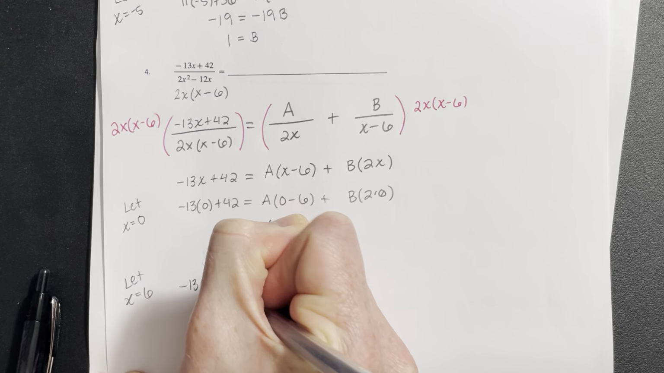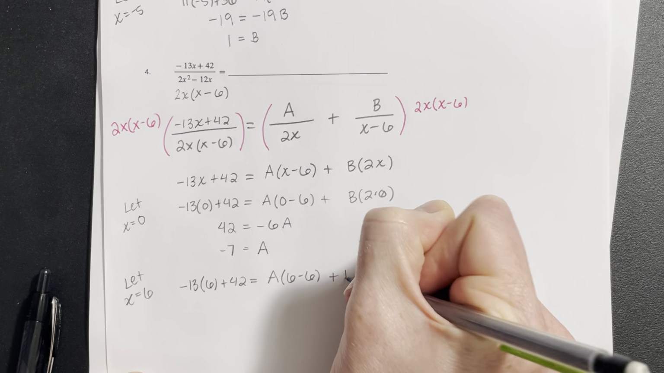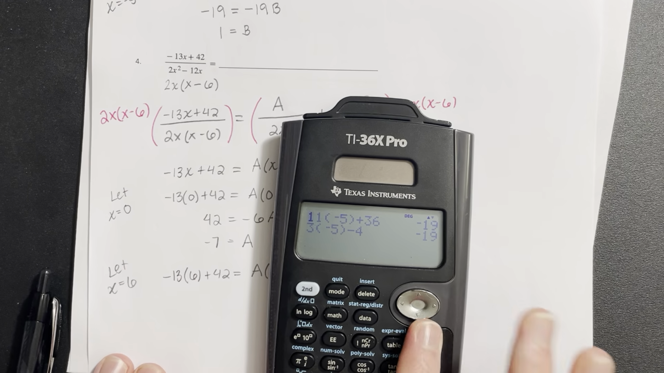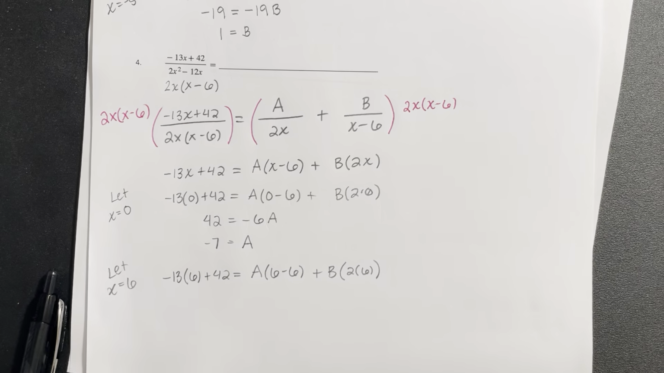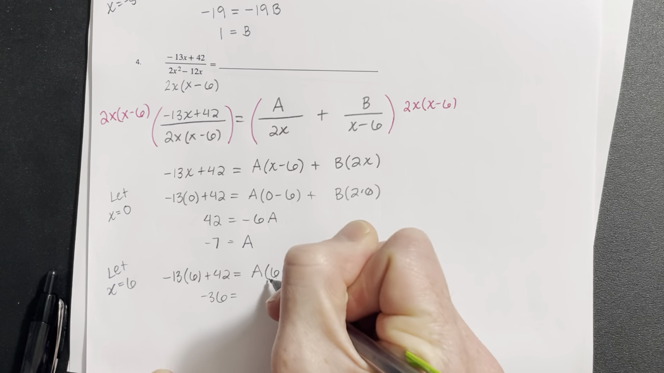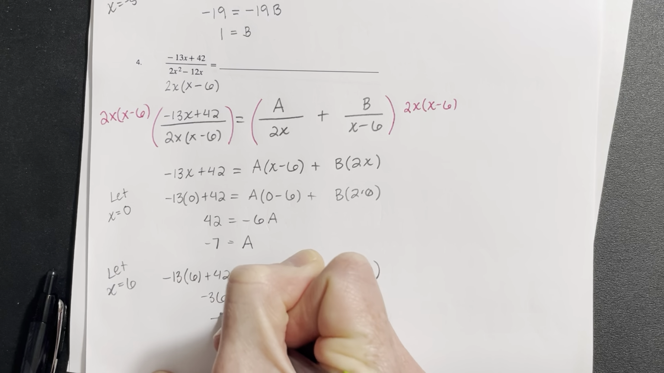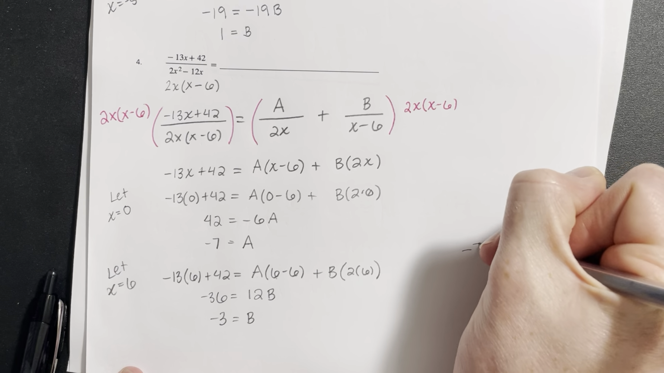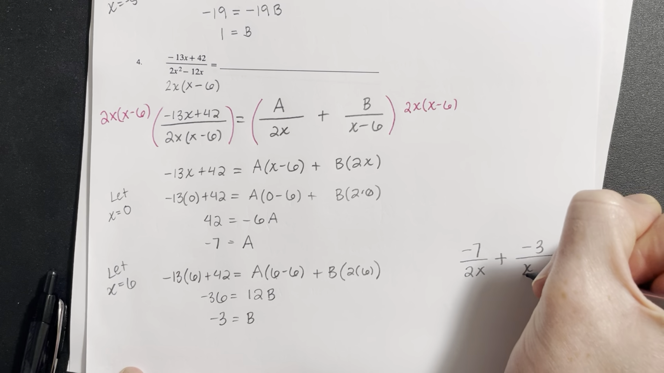Negative 13 times 6 plus 42 equals a times 6 minus 6 plus b times 2 times 6. Negative 13 times 6 plus 42 is negative 36. And 6 minus 6 is 0, so 0a, but we do get 12b. So if we divide by 12, we get negative 3 for b. That gives me the partial fractions of negative 7 over 2x plus negative 3 over x minus 6.